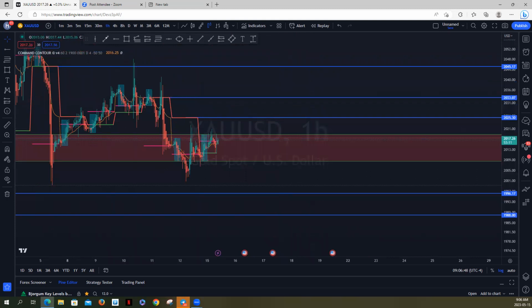Anybody else wants to look at another pair? How would we mark it up? German 30, please. German 30, let's go German 30.